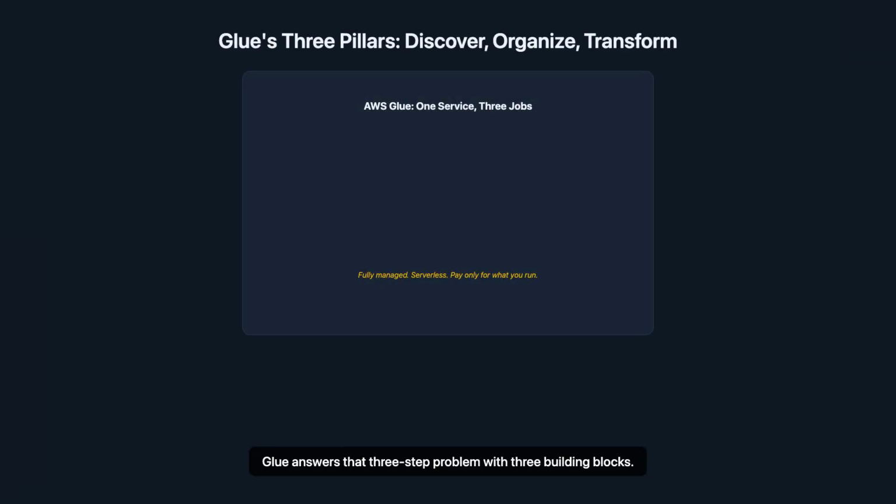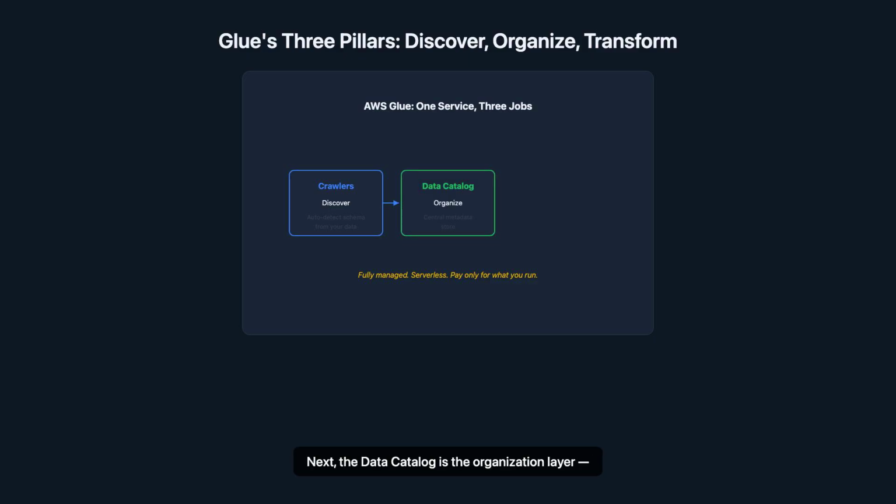Glue answers that 3-step problem with 3 building blocks. First, crawlers are the discovery layer. They walk through your data and figure out what's in it. Next, the data catalog is the organization layer, a central metadata store that records what each dataset looks like. And finally, ETL jobs are the transformation layer, serverless Spark jobs that read, reshape, and write the data at any scale. The whole thing is fully managed and serverless, so you pay only for what you actually run.